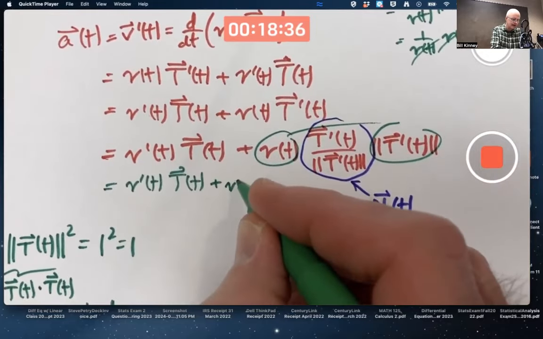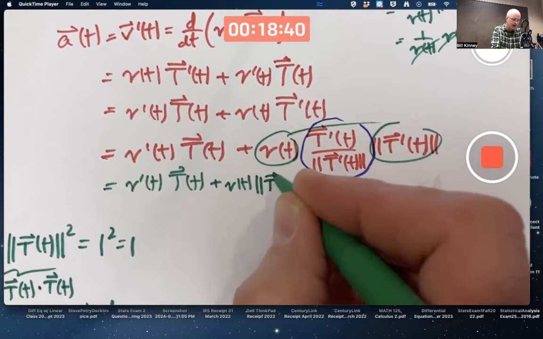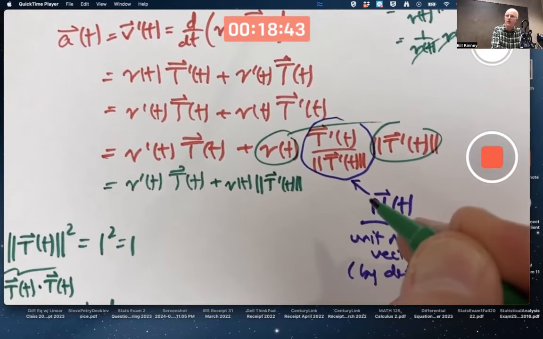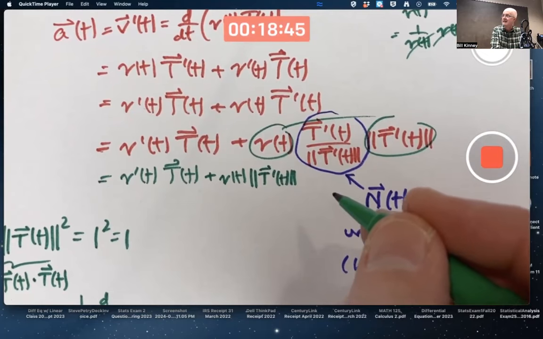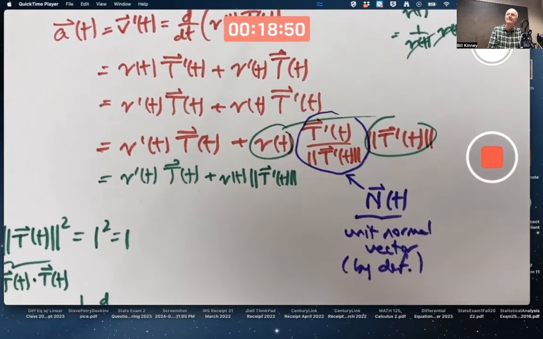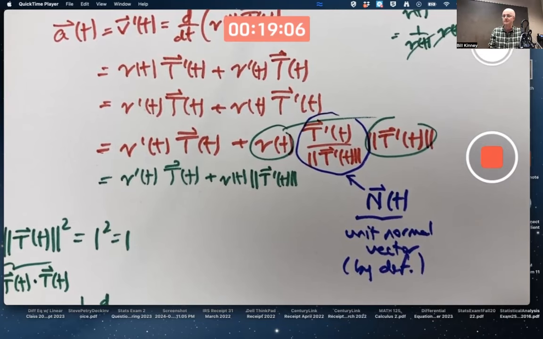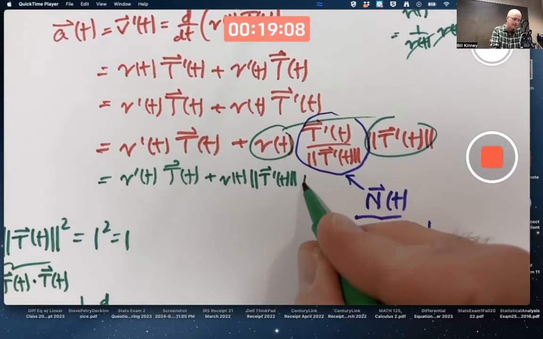The speed times the magnitude of capital T prime of t, which is not necessarily equal to 1. Just because capital T has a magnitude equal to 1 doesn't mean its derivative does. It depends on how fast capital T is turning as you move, which is related to the curvature of the curve. Is it a small, tight circle, so to speak, that would have a high curvature, or almost straight, that would have a low curvature? Times capital N of t.